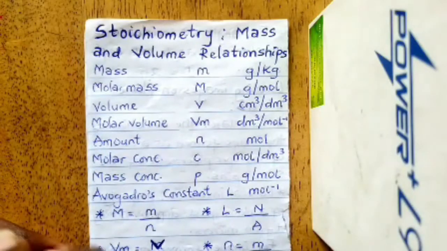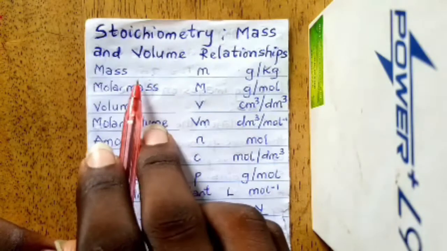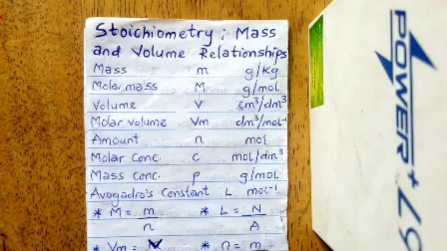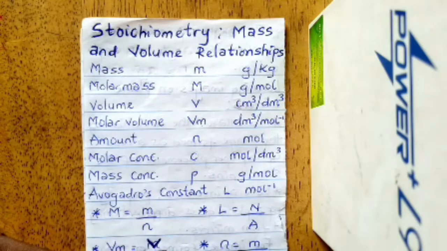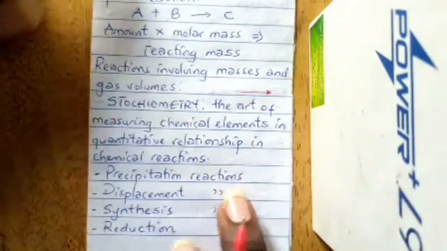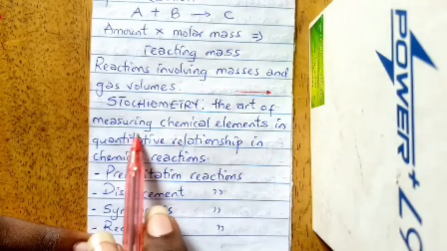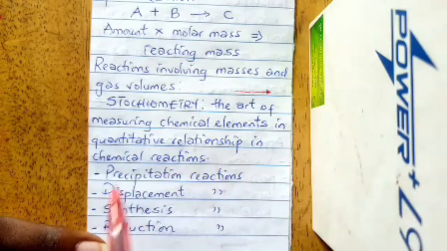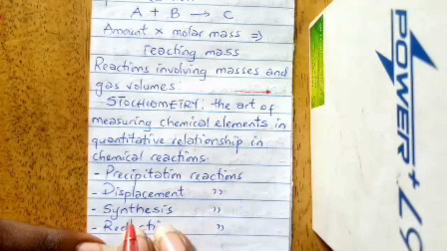Okay, today we'll be looking at the topic stoichiometry: mass and volume relationships, mole ratios, mole concepts, and basically calculations that have to do with reactions of chemical elements. Stoichiometry is the art of measuring chemical elements in quantitative relationship in chemical reactions.